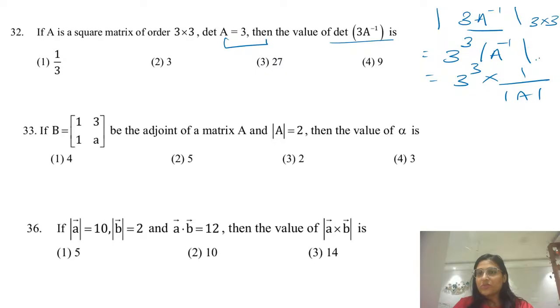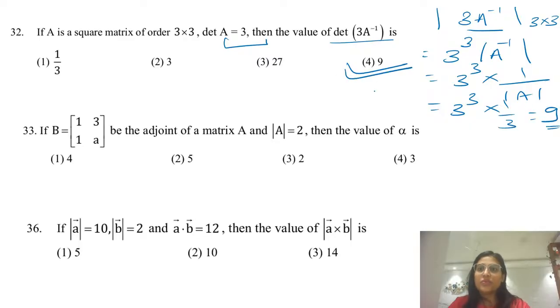Determinant of A inverse is what? 1 by the determinant of matrix A. The determinant of A is given as 3, so it's 1 by 3. So it's 3 square, that is 9. Option 4 is the correct answer.